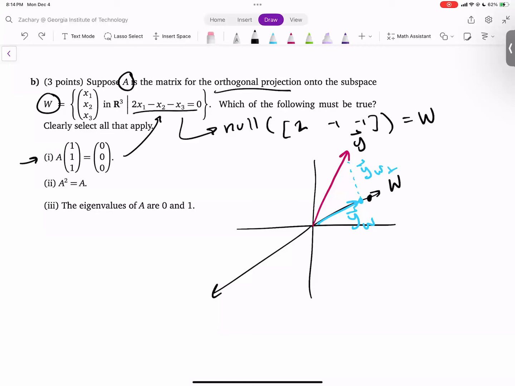It's like if I give you a point that is already on the black line, and I find the closest point to that line on the black line. Nothing happens. It's the same point. Okay, so this one is false.